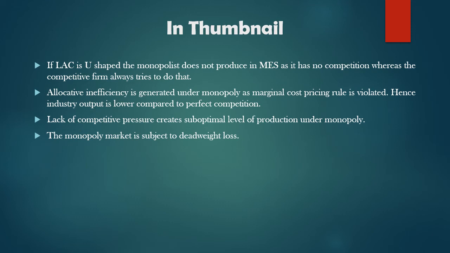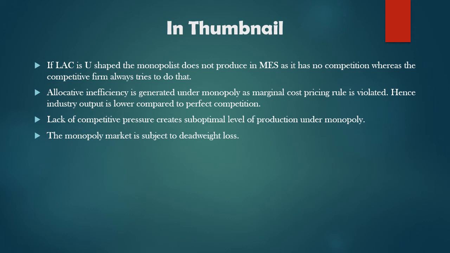Whenever it is a perfectly competitive market, price is much lower compared to the monopoly market. So definitely under monopoly there will be a suboptimal level of consumption also. So this is called allocative inefficiency.